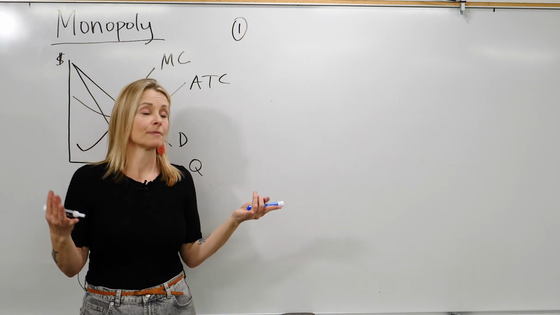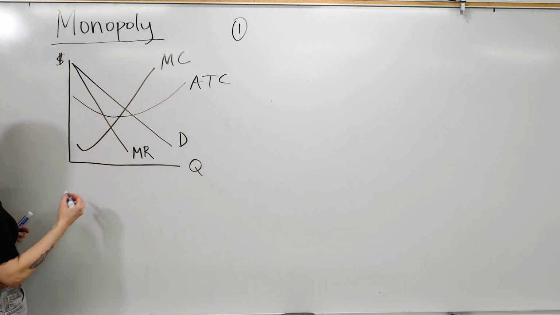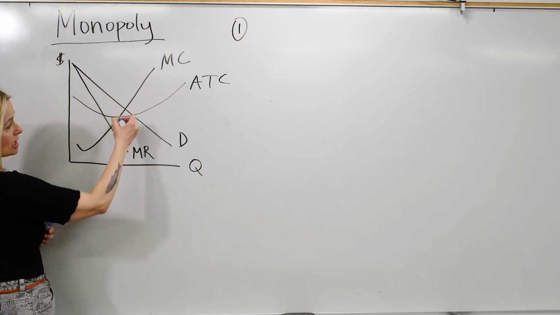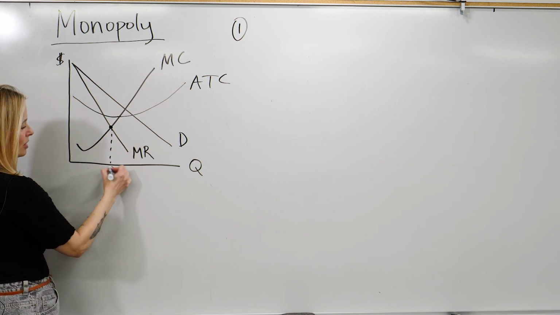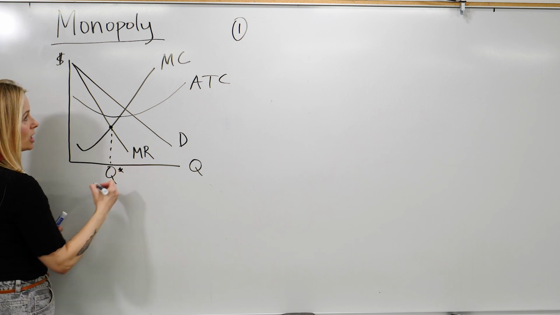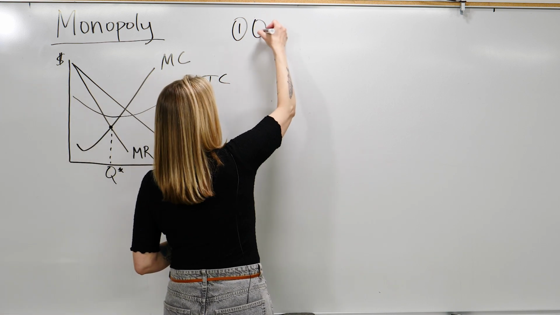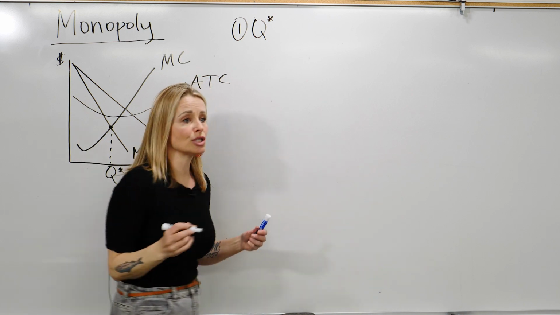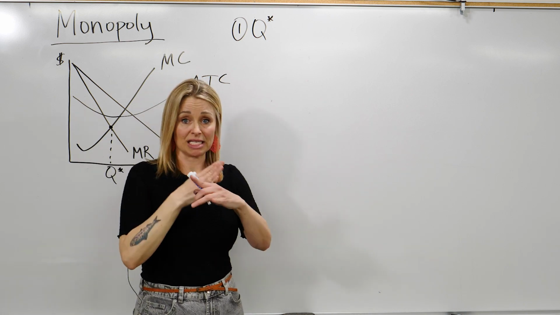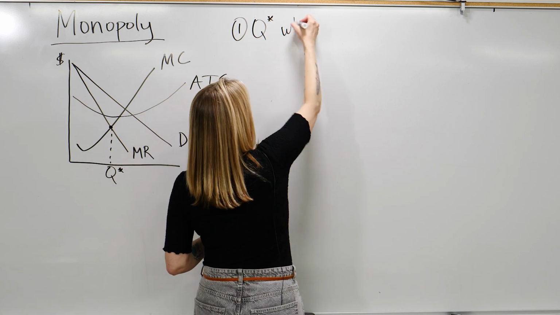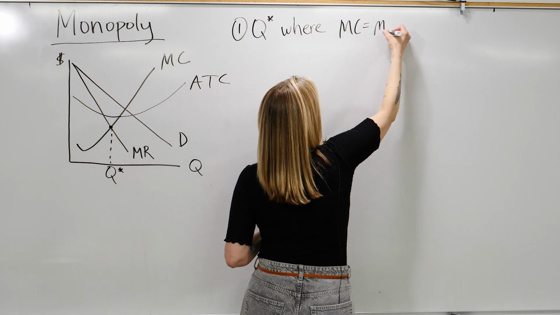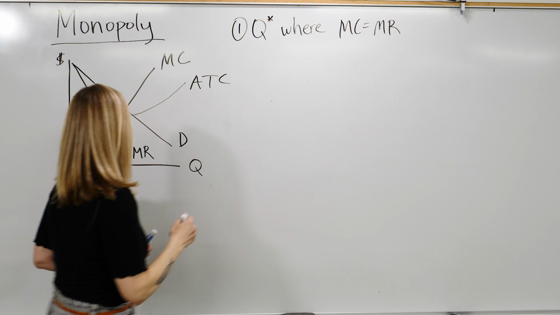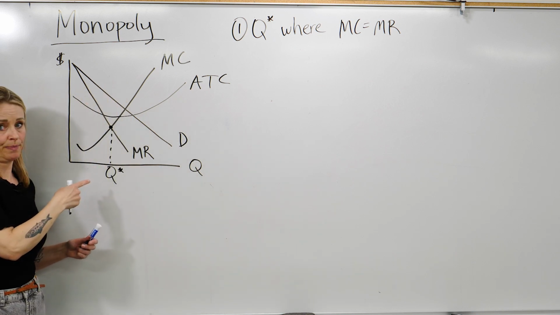Always, always, always. So our best quantity to produce is where marginal cost equals marginal revenue, in other words, where they cross. Let's call it Q star, because it is a star in the show. So Q star is going to be located wherever MC equals MR, where they cross. So that's the quantity that we're going to try to sell. Okay. Now, what price should we charge?